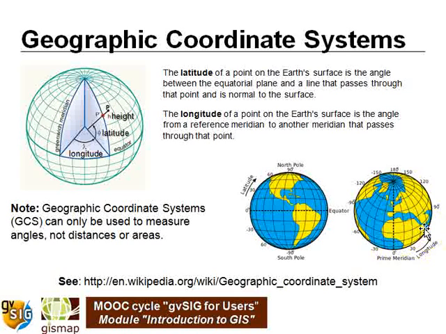And remember that usually geographic coordinate systems can only be used to measure angles, neither distances nor areas. And here you have a link where you can browse and find more information about the geographic coordinate system.